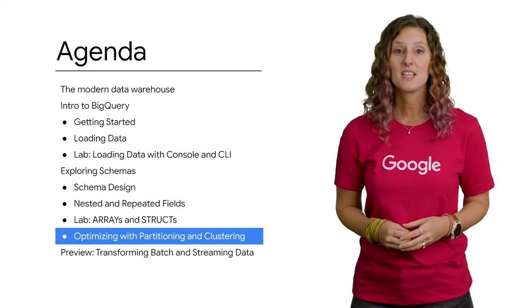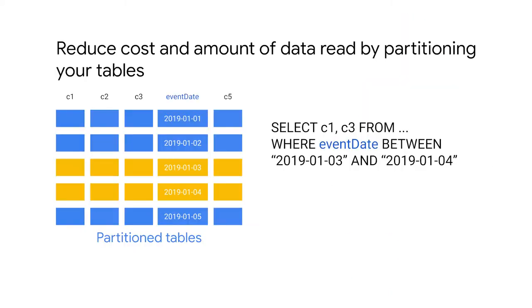Next up is optimizing with partitioning and clustering. One of the ways you can optimize the tables in your data warehouse is to reduce the cost and amount of data read by partitioning your tables. For example, assume we have partitioned this table by the event date column. BigQuery will then change its internal storage so the dates are stored in separate shards.